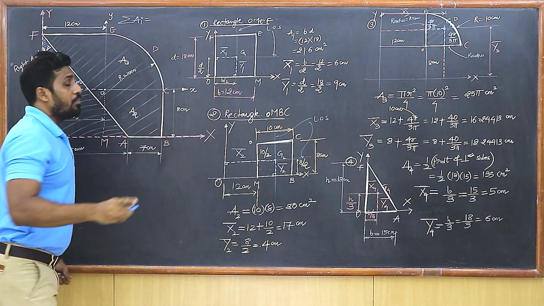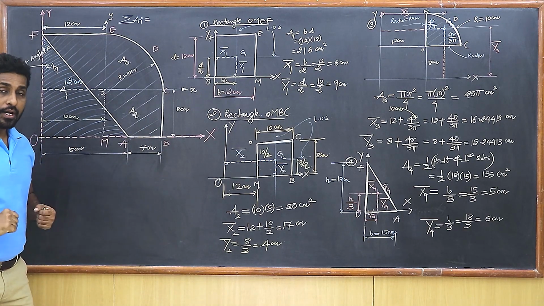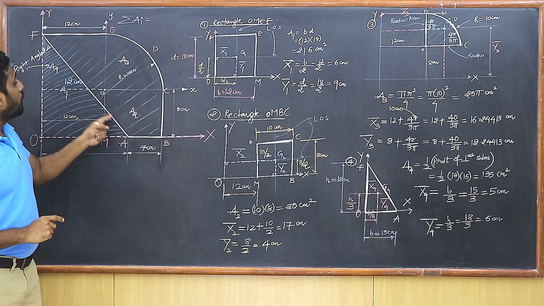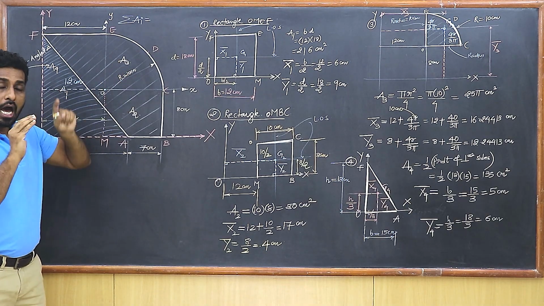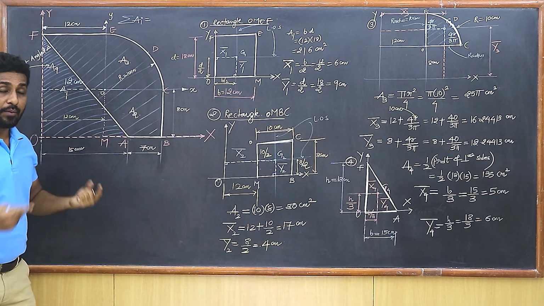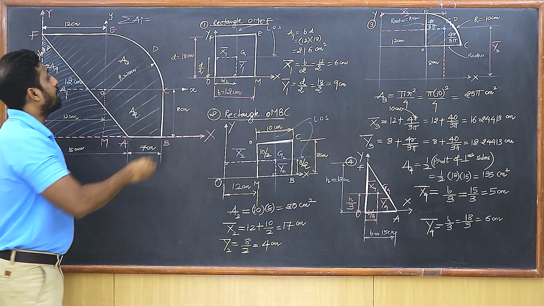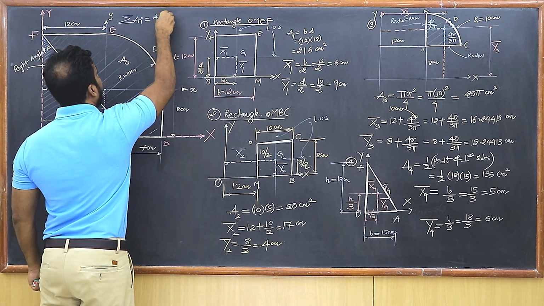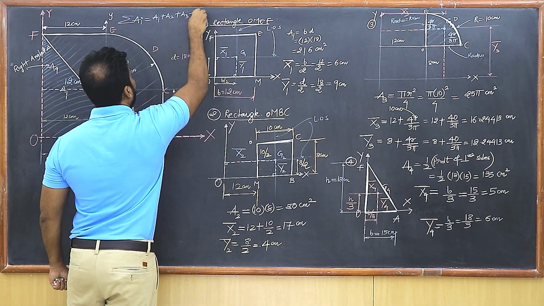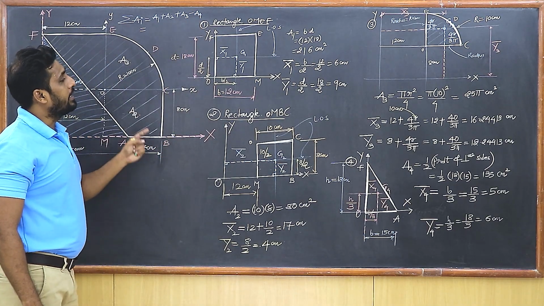Now remember, there are 3 standard shapes whose area I'm going to keep, and 1 standard shape whose area I'm going to remove. The 2 rectangles and the quarter circle are going to be positive areas, and the triangle is going to be a negative area because it has to be removed from the composite shape. So here summation of Ai is going to be A1 plus A2 plus A3 minus A4. So A1 plus A2 plus A3 minus A4.